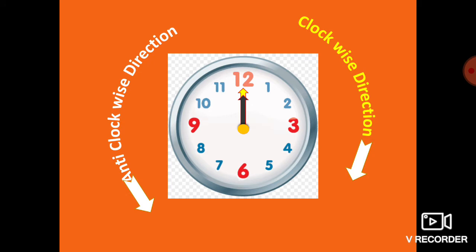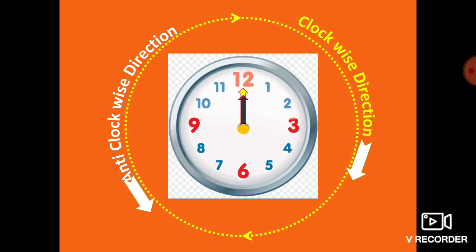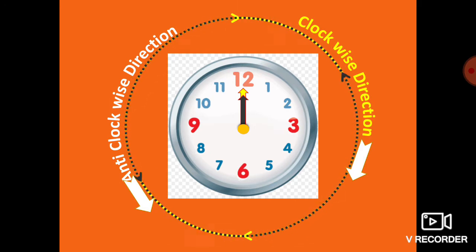So very important is this clockwise and anti-clockwise. Clockwise direction starts from 1, 2, 3, etc. Our normal clock passes through this way. Then anti-clockwise direction is the opposite of clockwise direction. You can see this is clockwise and this movement is anti-clockwise.